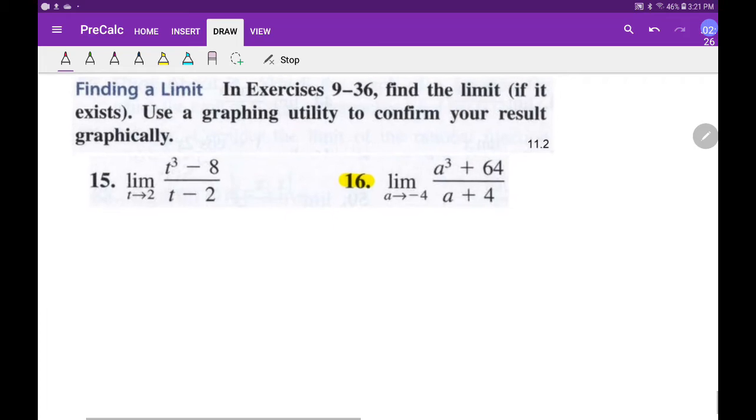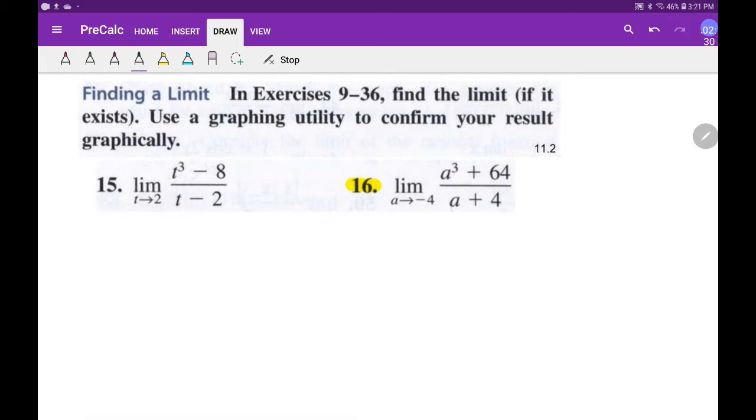So down here is a little different matter. If I try to plug in 2 here, I get 0 on the bottom. Well, that's not okay. But here's the thing.